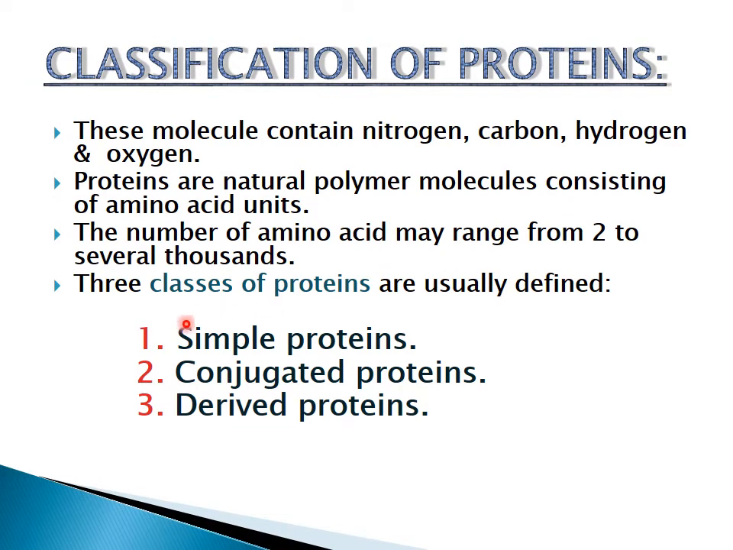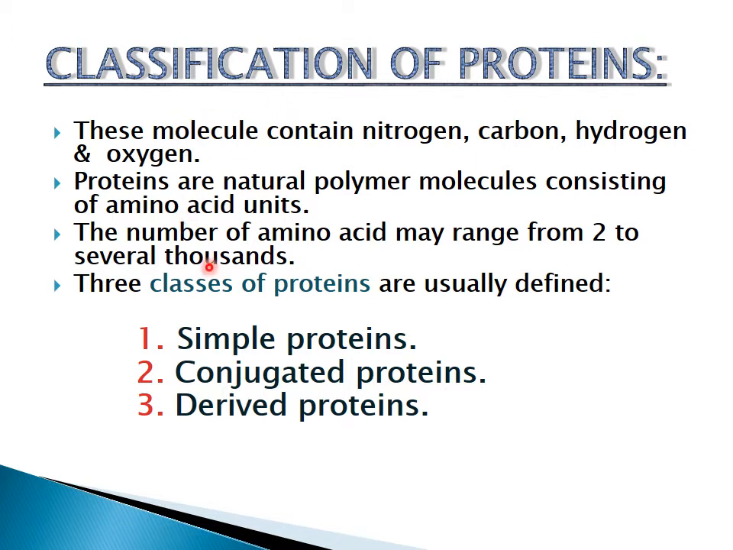Classification of the proteins. These molecules contain nitrogen, carbon, hydrogen, and oxygen. Proteins are natural polymer molecules consisting of amino acid units. The number of amino acids may range from 2 to several thousand. There are three classes of the proteins.